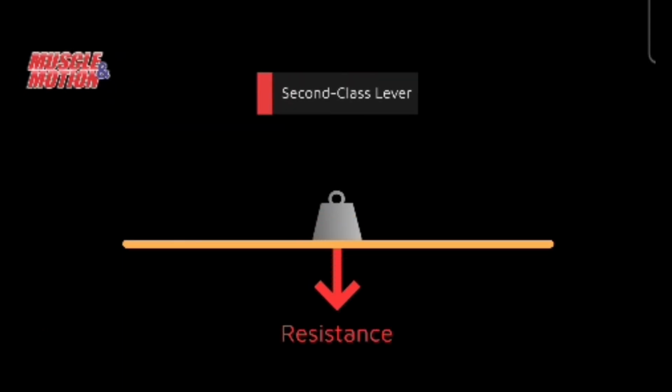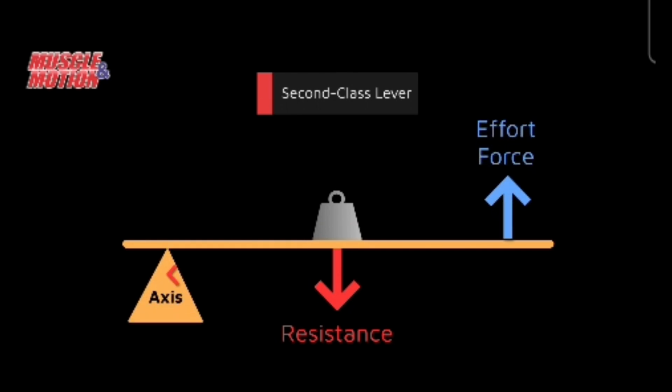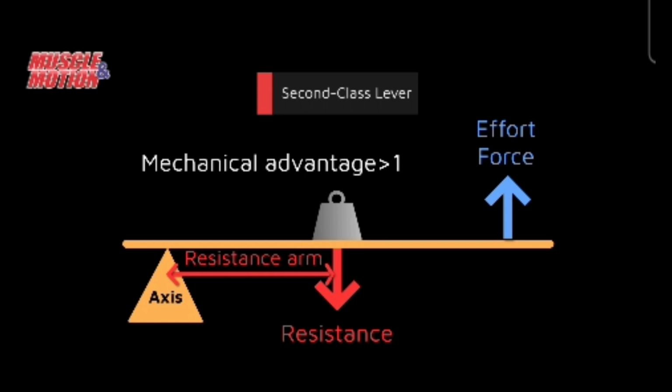Second-class levers. In a second-class lever, the weight, resistance, lies between the axis and the force. Due to the shorter resistance arm, the mechanical advantage in a second-class lever is always greater than 1. However, the effort must travel a greater distance than the resistance, therefore sacrificing a range of motion for force. Second-class levers are not common in the human body due to the close proximity of the muscle insertion points to joint movements, which limit their use in a lever system.